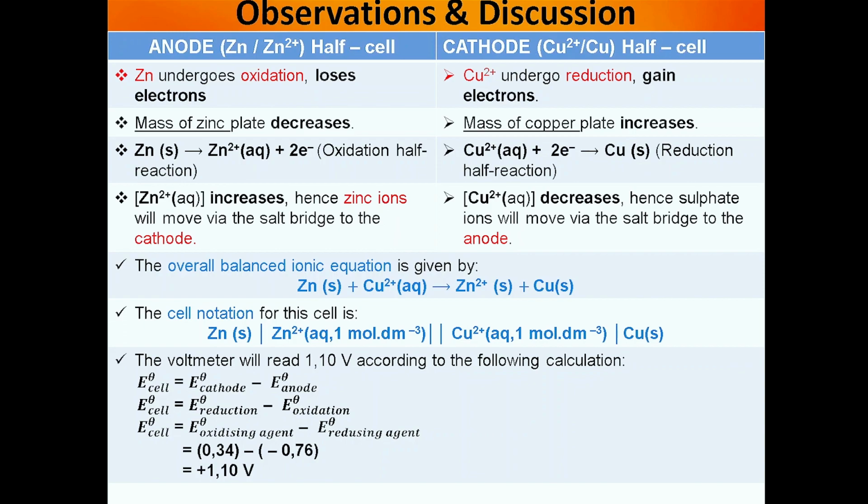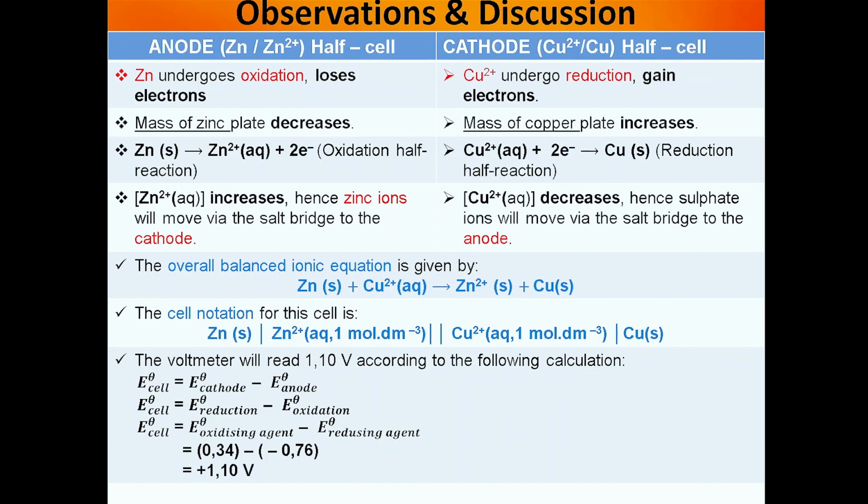mass will decrease. But if you check what is happening on the cathode, because these things are taking place simultaneously, we realize that copper was undergoing reduction where it was gaining the electrons. So what happened? The mass of the copper plate started to increase. So what is happening on the anode side impacts what is happening on the cathode side. When the zinc was decreasing in mass, on the cathode side the mass was increasing. Remember, these reactions are taking place simultaneously.